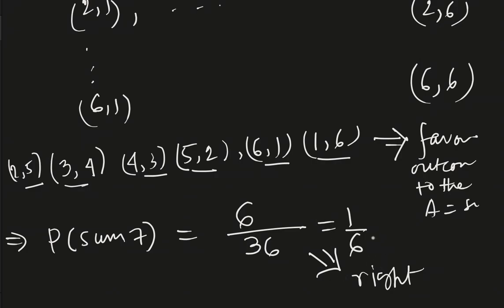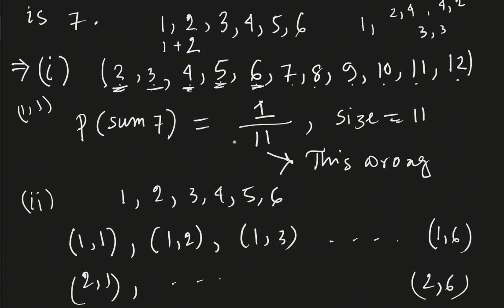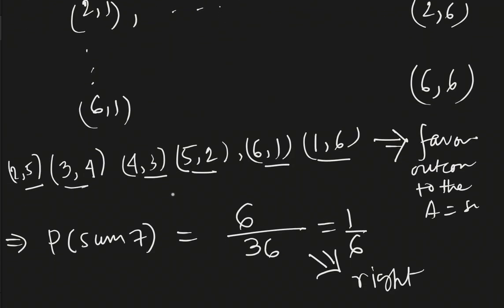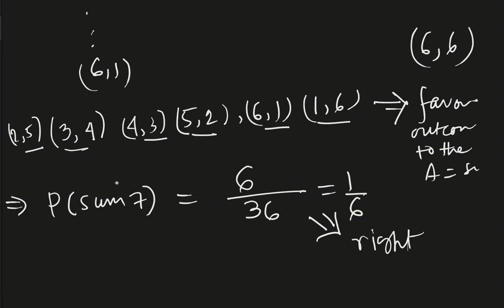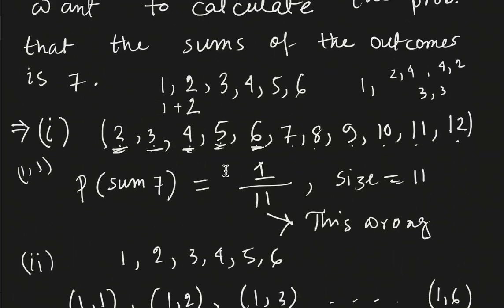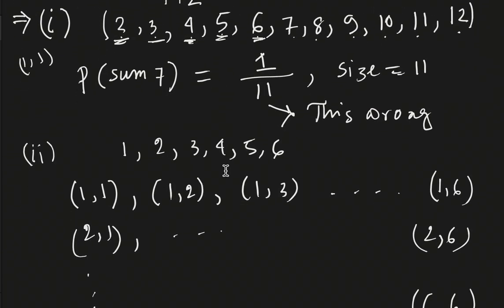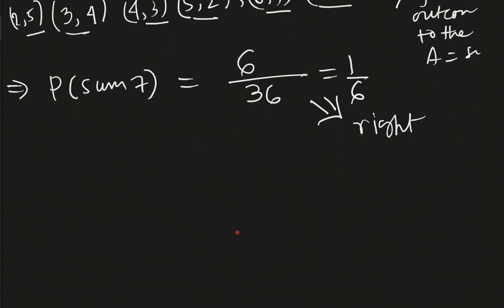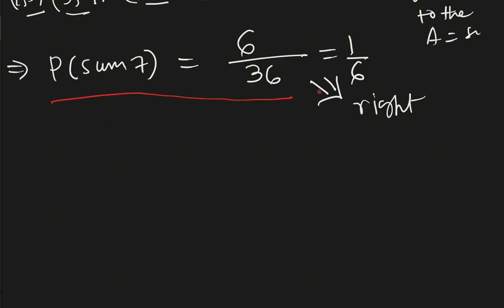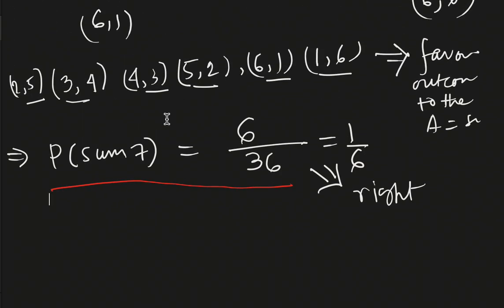How do I say this is right and that is wrong? Because if we do the experiment, that means if we roll the actual die many times, the sum of the two faces will be closer to 1 by 6, not closer to 1 by 11. That's why this result is wrong and this result is right. So now we know that if we want to apply the classical definition, then we have to consider all the possible outcomes which are equally likely. So that is the main thing.